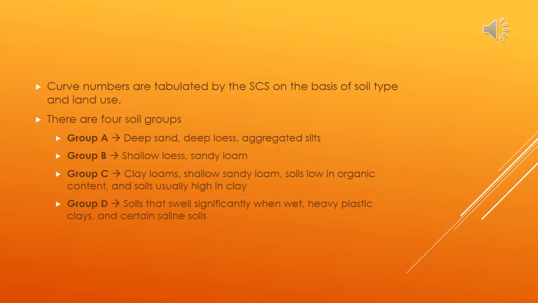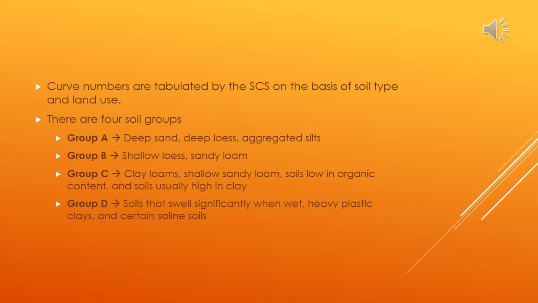Before we go to the curve numbers tabulated form, we also need to tabulate it by the SCS on the basis of soil type and land use. For this one, there are 4 soil groups: Group A, Group B, Group C, and Group D. Group A is for deep sand, deep loess, and aggregated silts. Group B, shallow loess, sandy loam.